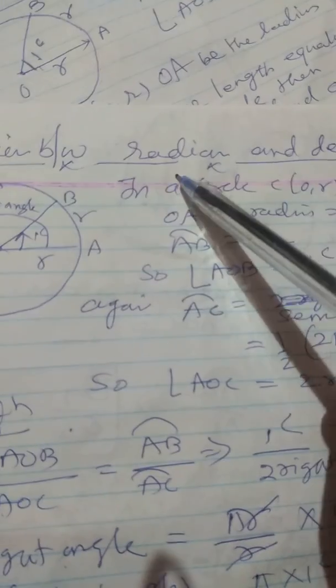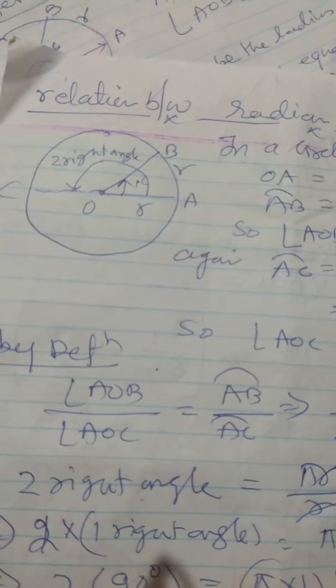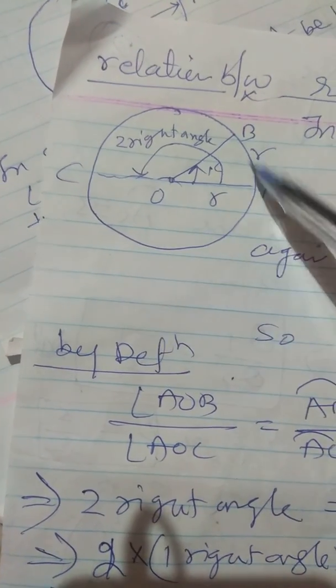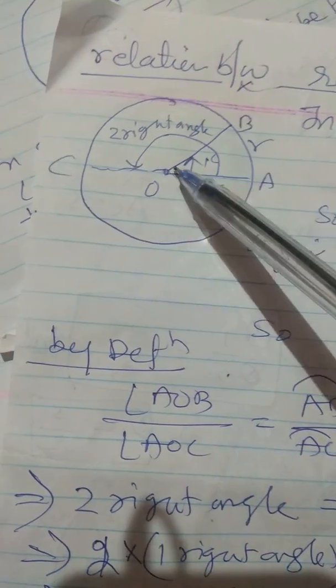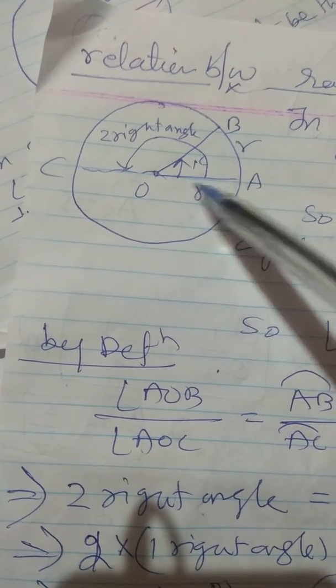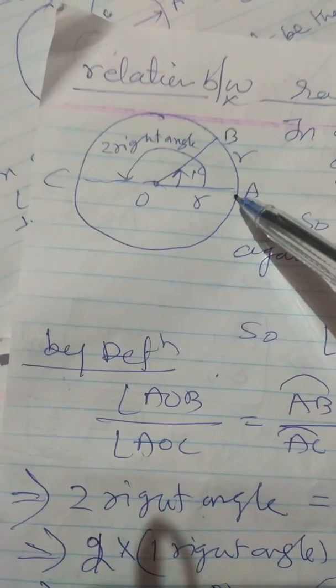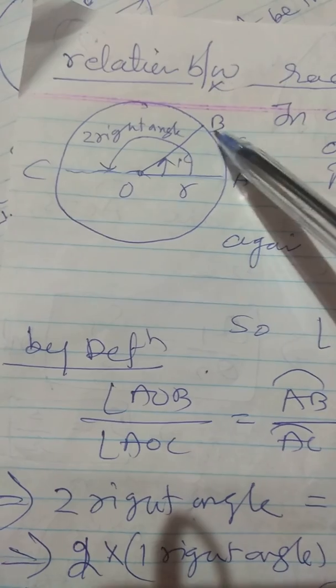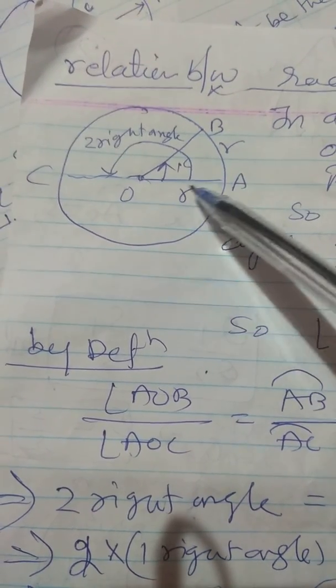Now again is a very important result: the relation between radian and degree. That is the most important result. So we can take a diagram. Let there be a circle in which O is the center and R is the radius, that is, OA is equal to the radius. Cut an arc AB whose length equals the radius of the circle.